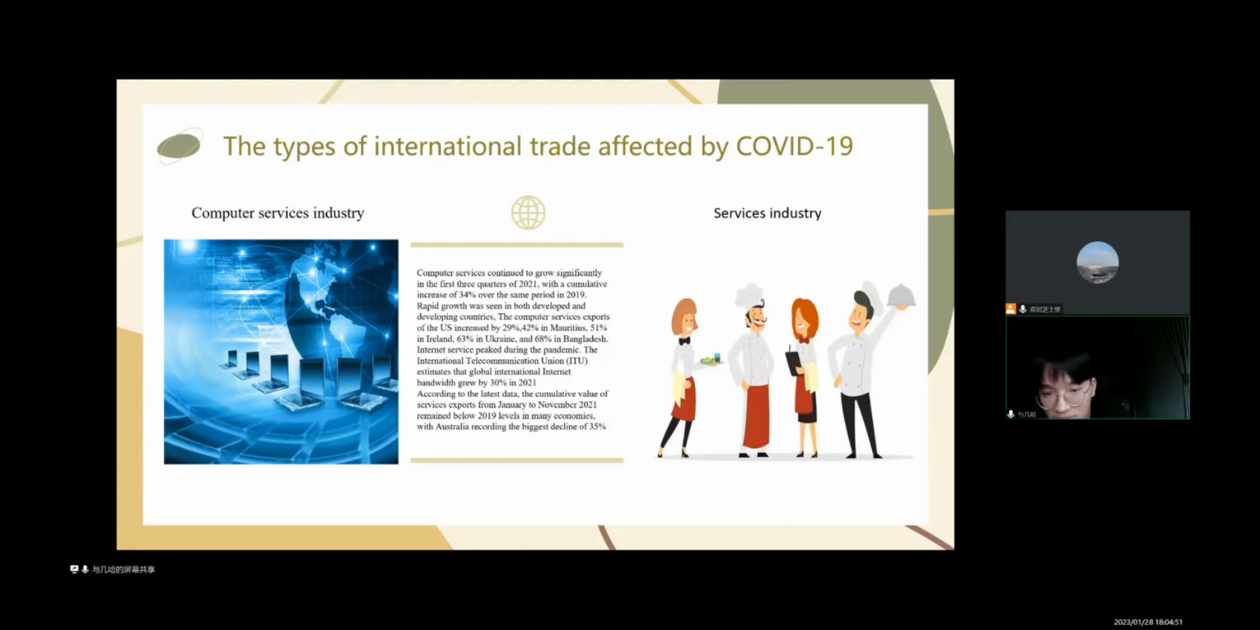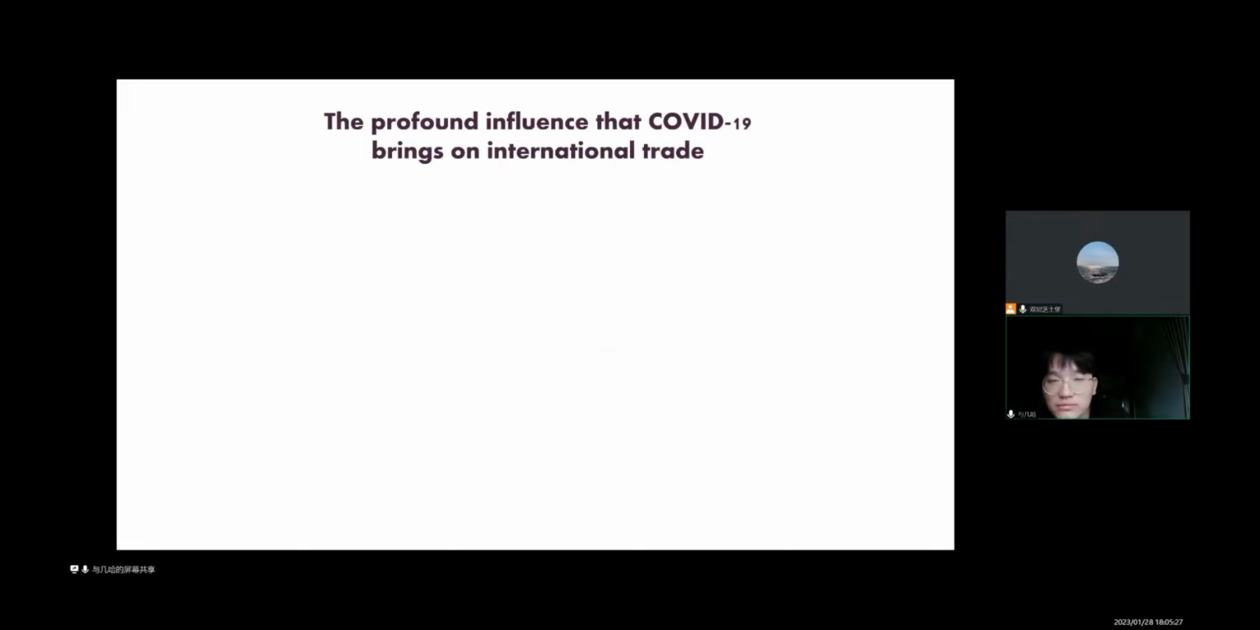The International Telecommunication Union estimates that global international internet bandwidth grew by 30% in 2021. And for the service industry, according to the latest data, the cumulative value of service exports from January to November 2021 remained below the 2019 level in many economies, with Australia recording the biggest decline of 35%.